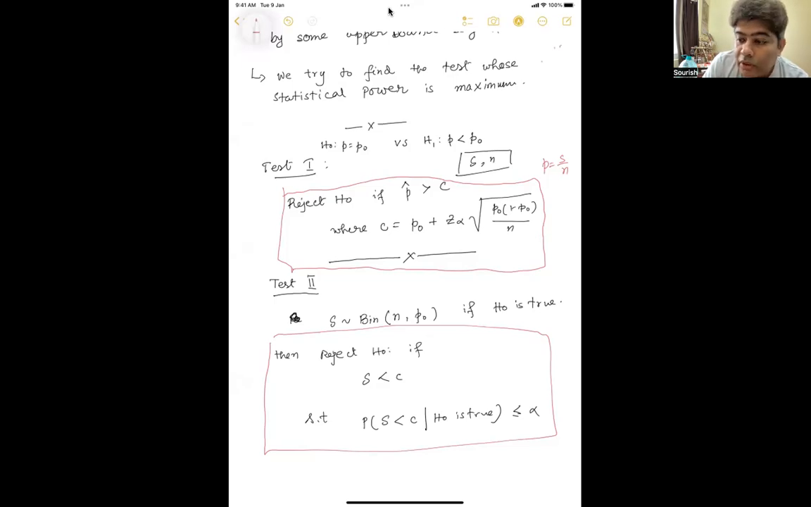Okay. So if you look into the first test, it is based only on random variables. The only thing involved is P naught, and P naught is also going to be involved in the second test, because S is going to follow binomial n, P naught, and in this calculation, P naught is going to play a role. So this is effectively the same thing.